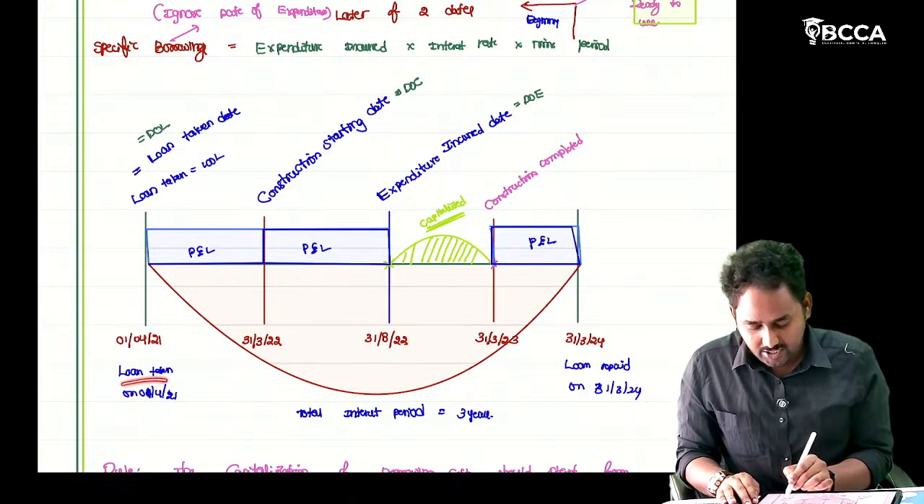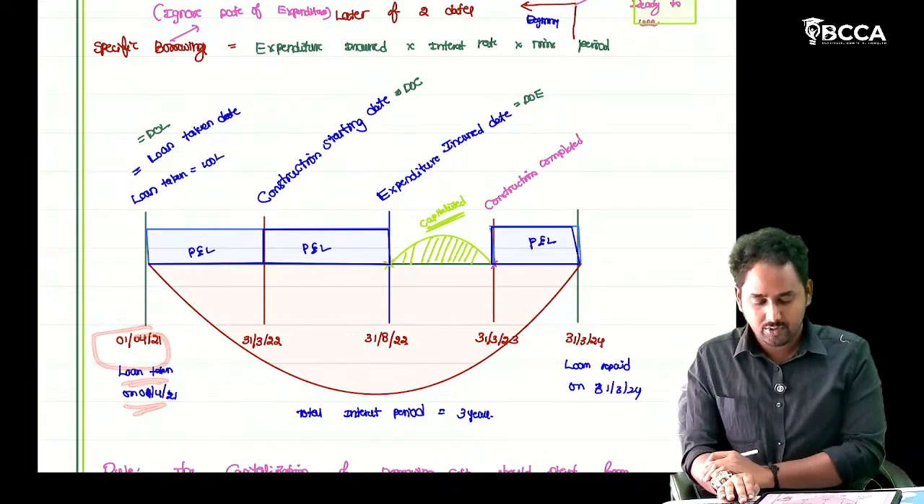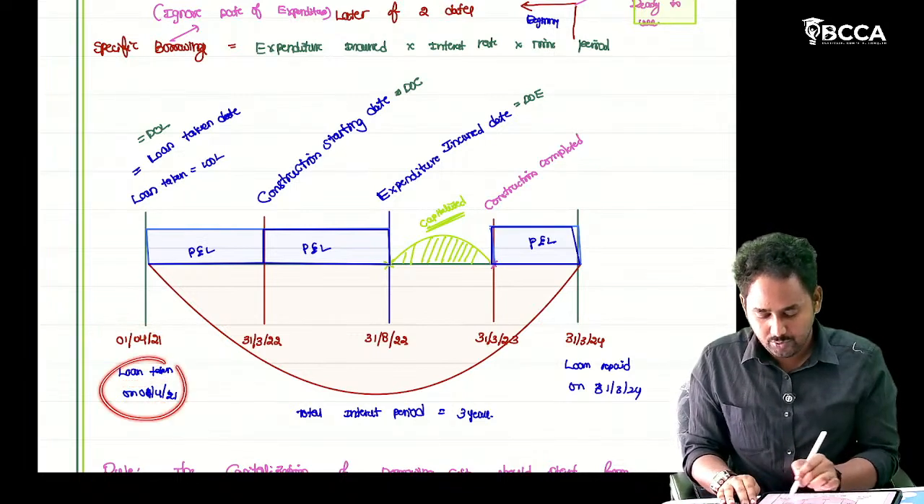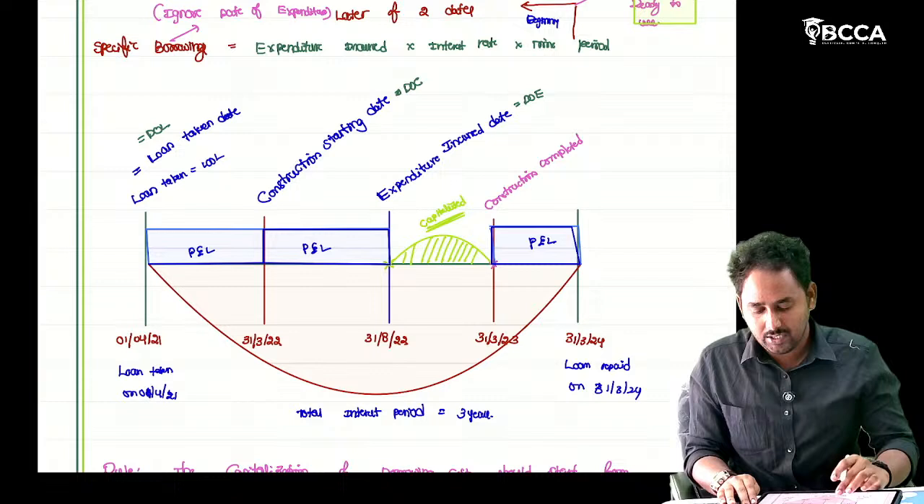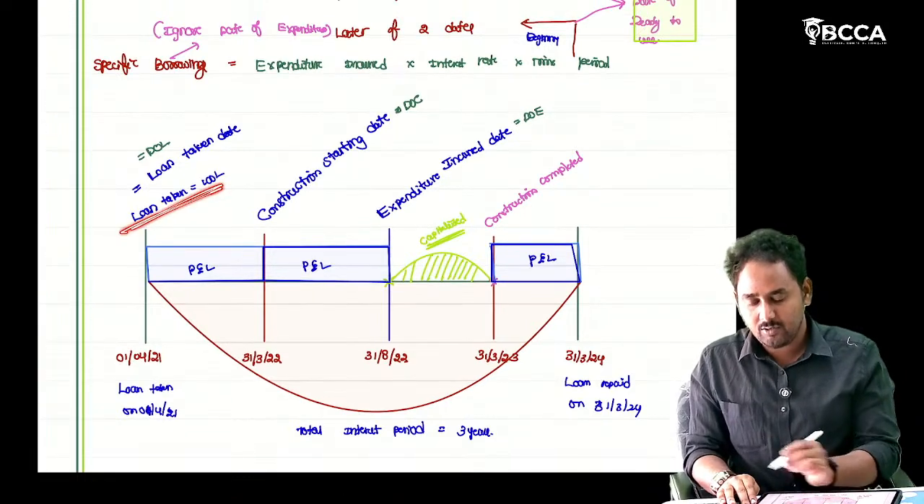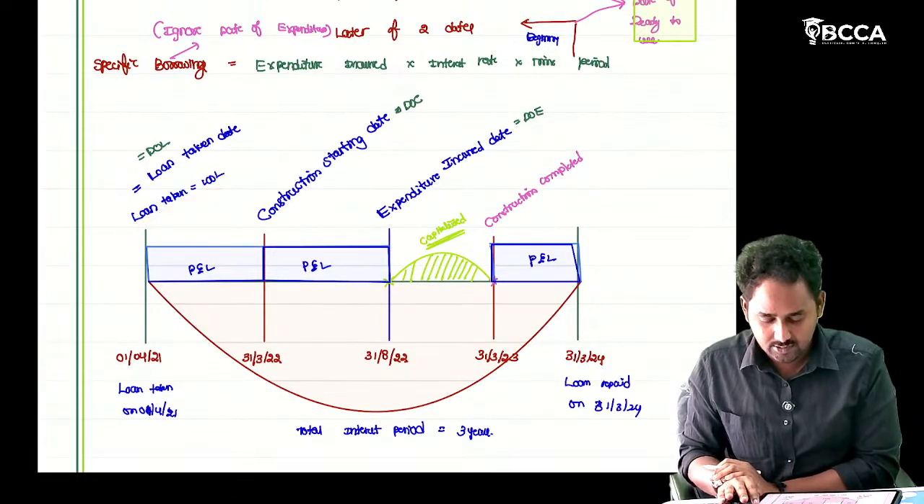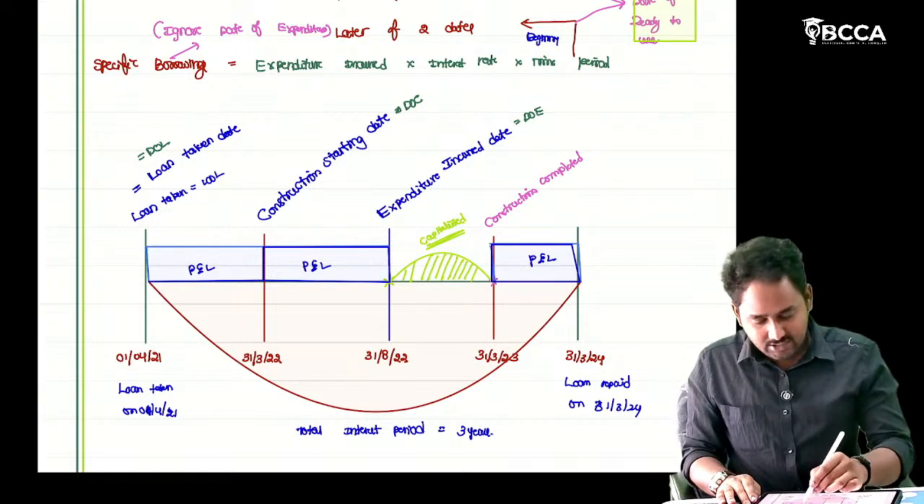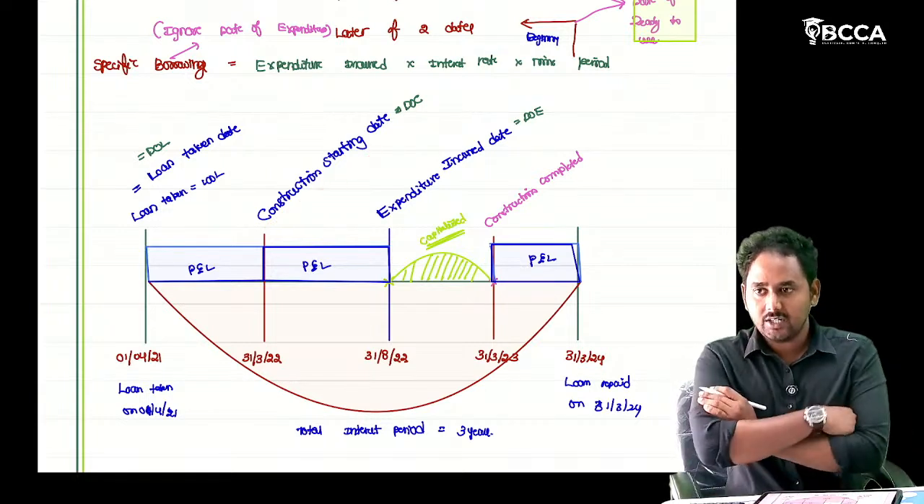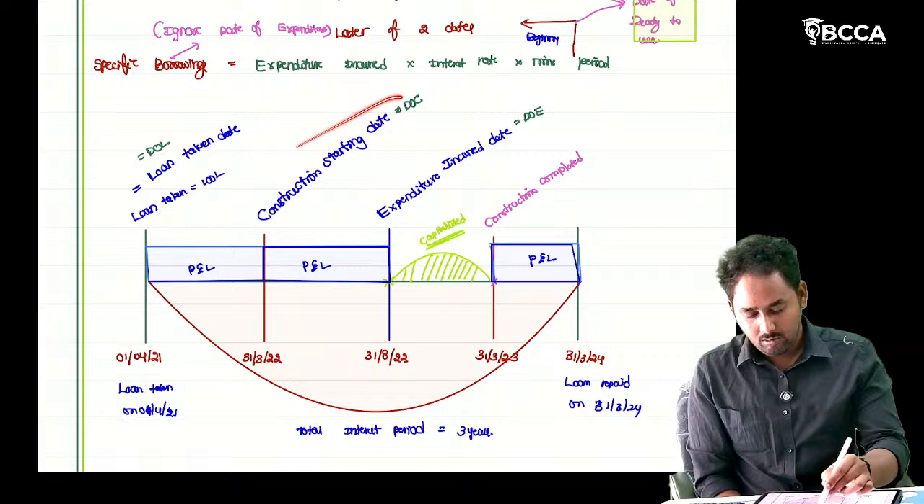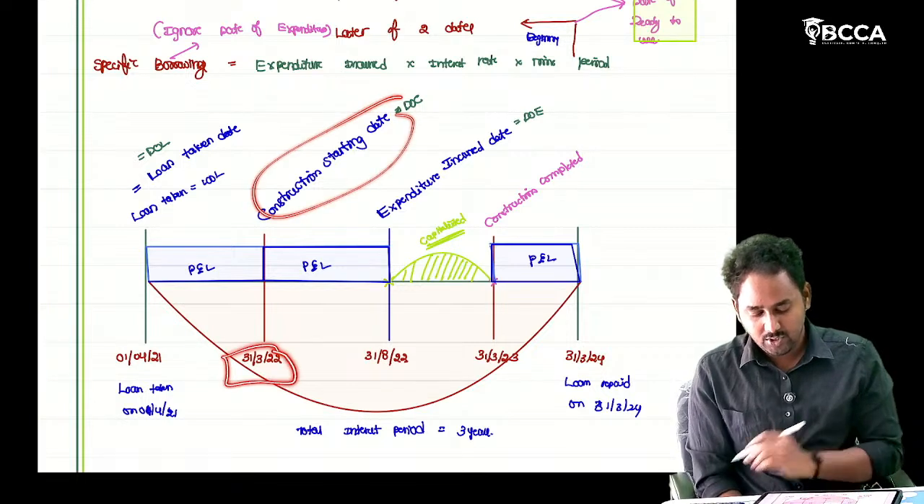What is the date of taking of the loan? 1/4/21. So 1/4/21 is the date of taking of the loan. On that date, we have taken a loan of 100 lakhs. So what is the construction starting date? I have started my construction activities on 31st March 2022.